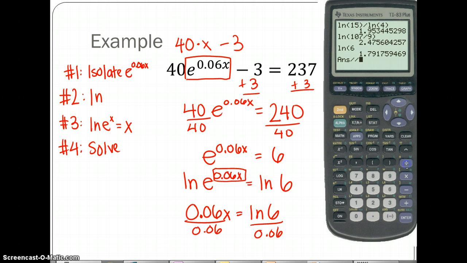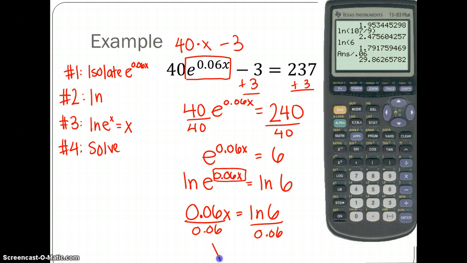So on our calculator, divide by 0.06, and x is about 29.86.